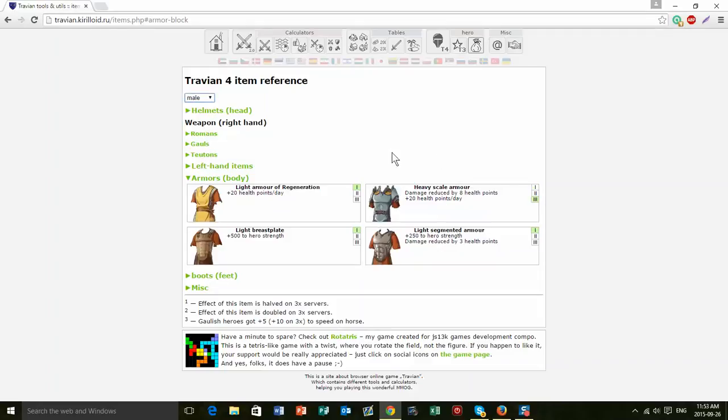This is an awesome little tool to give you some more information to be able to determine exactly what that hero is wearing. And I wanted to share that with you today.